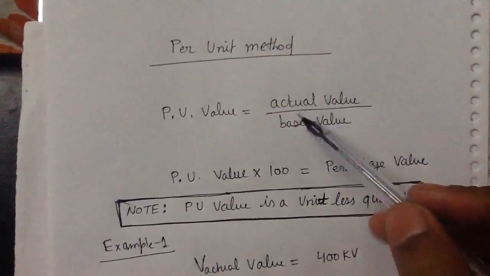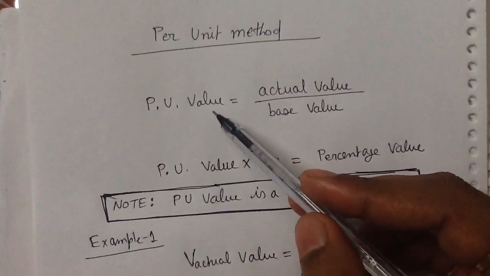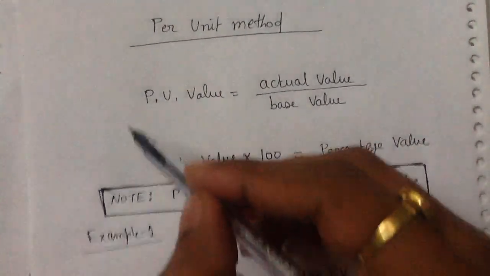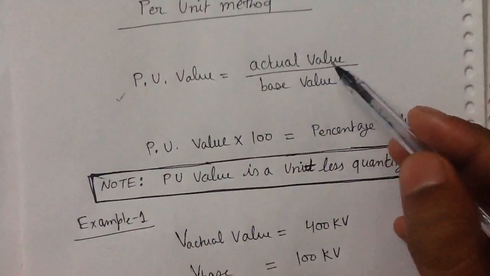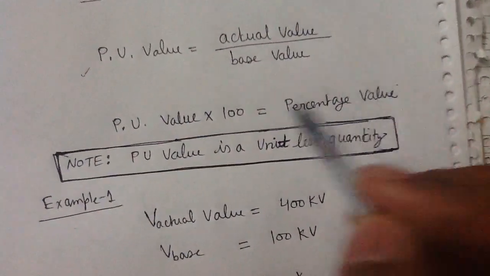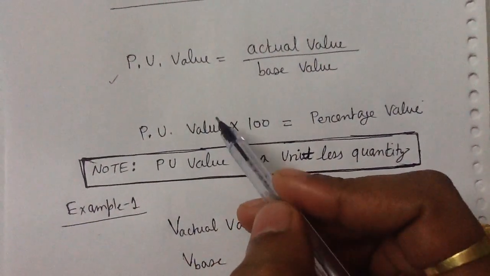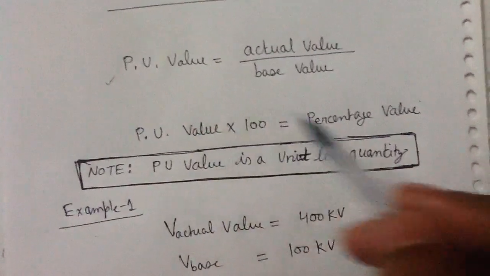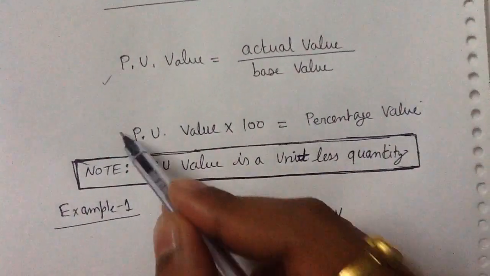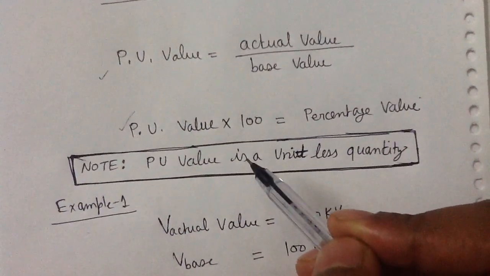So let us first define the per unit method. The per unit value is defined as the actual value divided by the base value. Remember, this per unit value is defined as the actual value divided by the base value. Sometimes in the questions it is written to get the value in percentage, so multiply the per unit value with 100. So remember this formula also, the per unit value into 100 equals the percentage value.